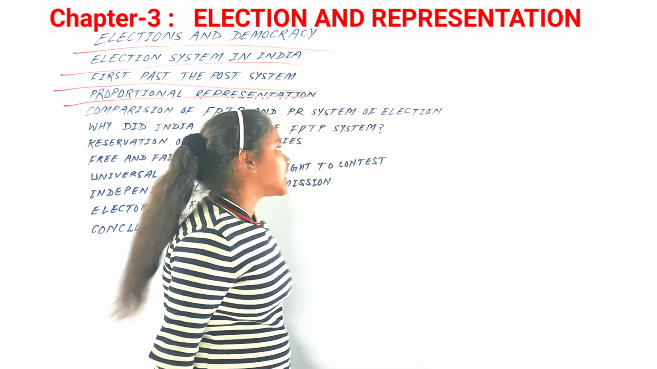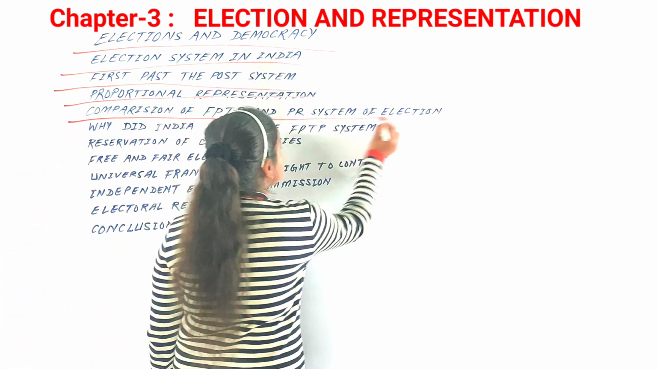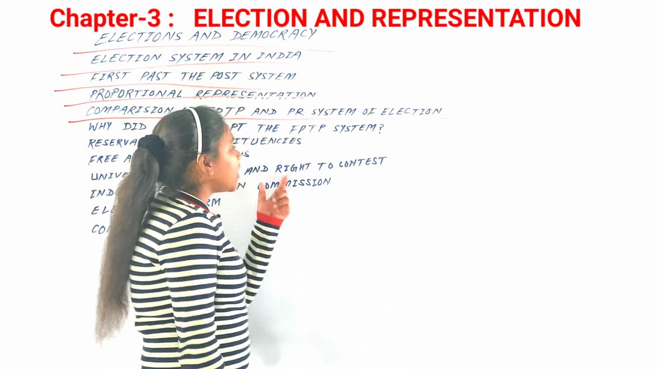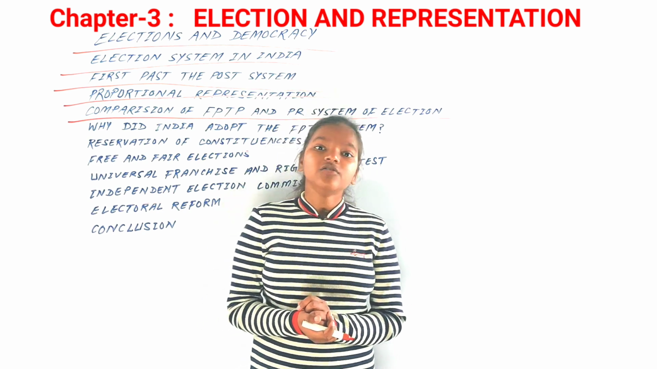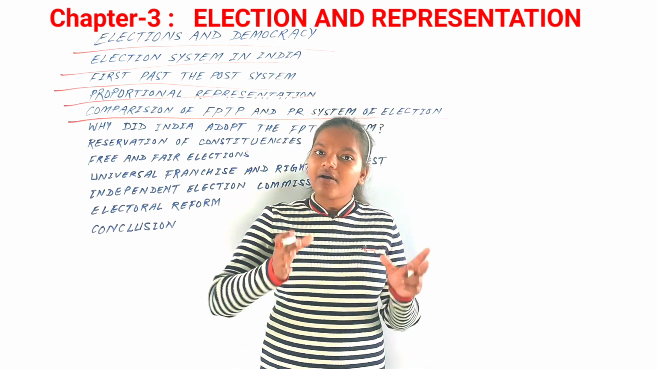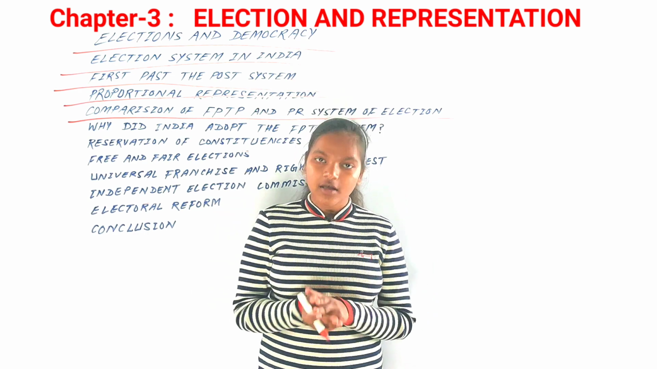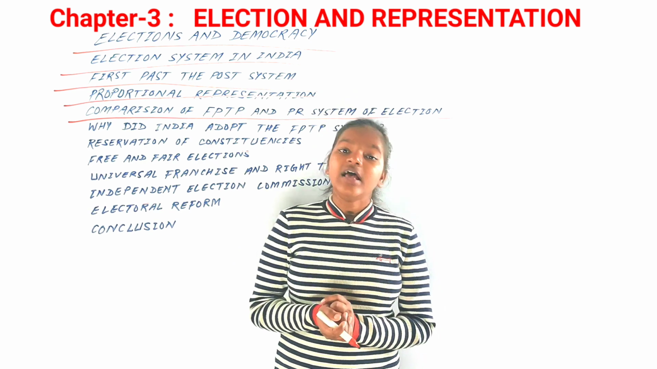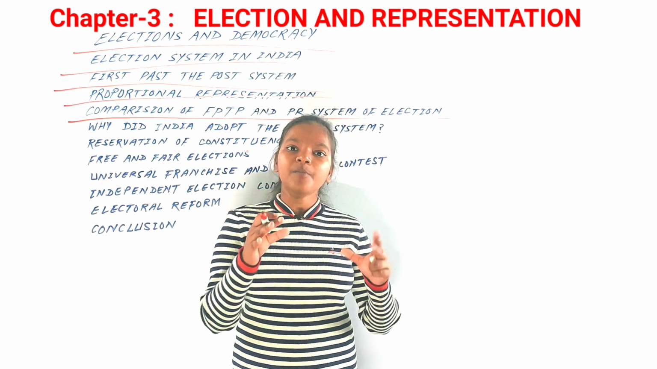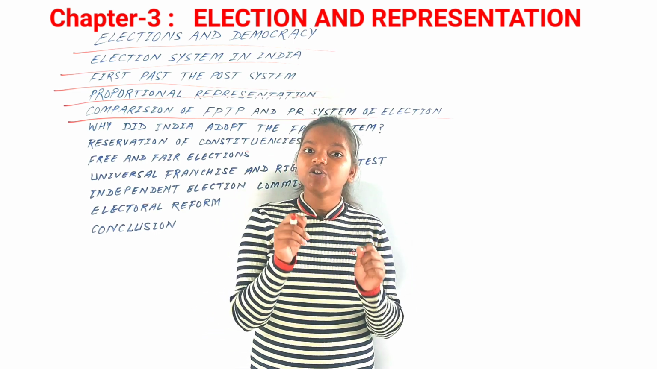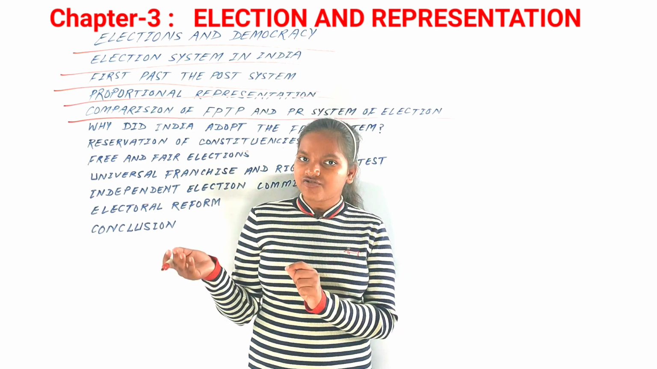Now another thing that comes up here is the comparison of the FPTP and PR systems of elections. It is very important to compare these as well, because without comparison we can't tell anything. So let's start their comparison. Now in the FPTP system you have many constituencies, many small geographical areas called constituencies or districts.